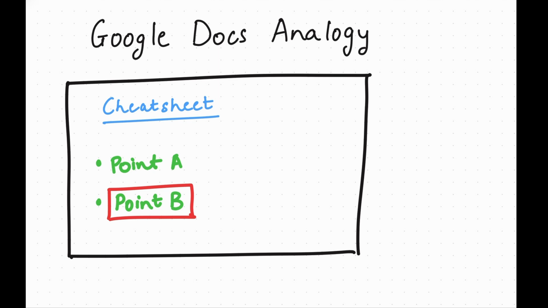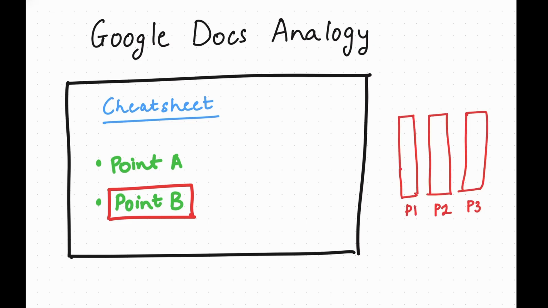So shared memory in operating systems works in a very similar way. Instead of multiple users, we have multiple processes. And instead of a document, we have a region in memory. And instead of copying data around, all processes directly access the same underlying bytes.